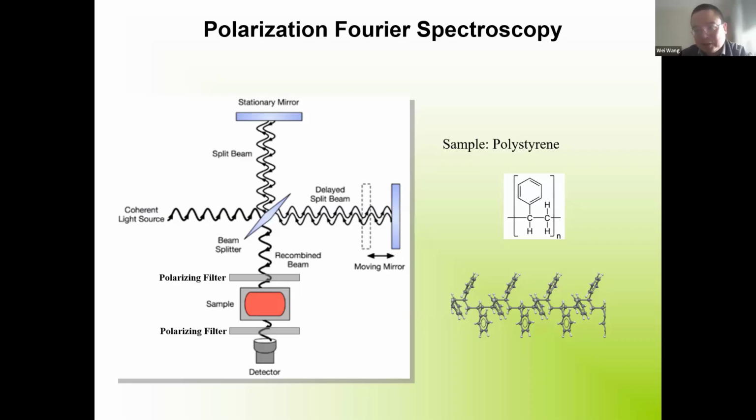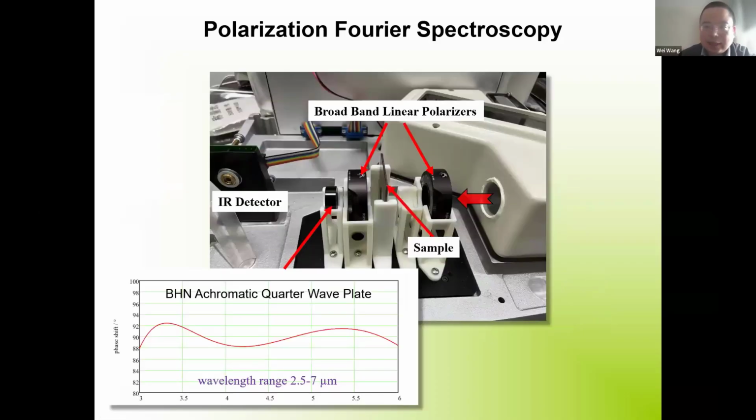In this experiment, we use polystyrene as our sample because this sample has birefringent properties. We try to see how the polarization related spectrum changes through this measurement. And this is the stick and ball model of this kind of material. Here shows the details of the experimental setup.